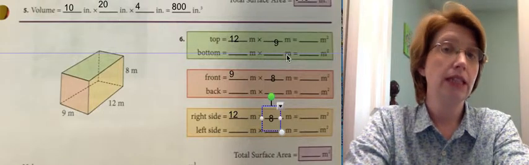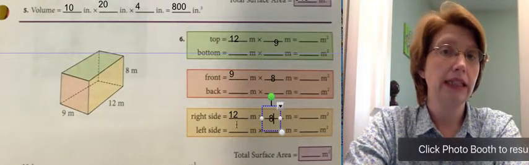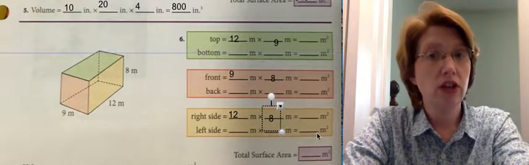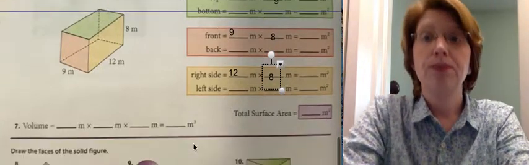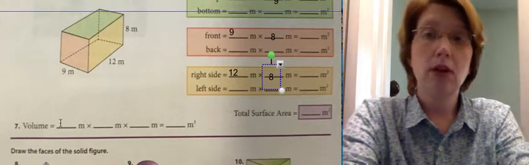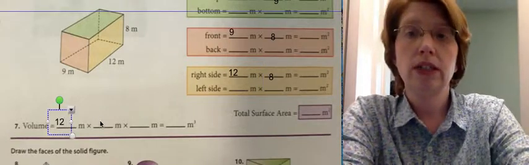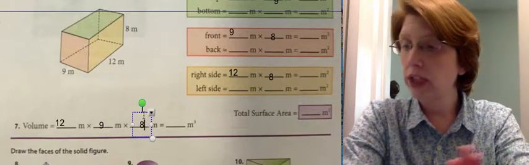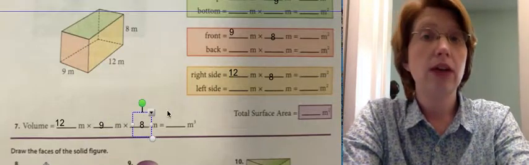The bottom is the same as the top, the back is the same as the front, the left side is the same as the right side, and you're going to figure those out and then add them all together. And then you're going to multiply them all together. So 12 times 9 times 8. And when you finish multiplying all that, that will be your answer for volume.